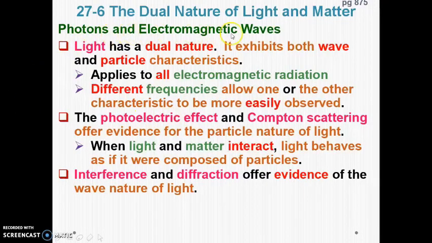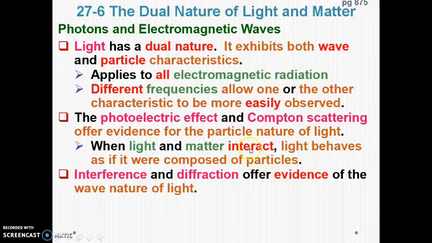Photons and the electromagnetic wave. So light has a dual nature. It exhibits both wave and particle characteristics, depending on the situation. This applies to all electromagnetic radiation. Different frequencies allow one or the other characteristic to be more easily observed. The photoelectric effect and Compton scattering offer evidence for the particle nature of light.